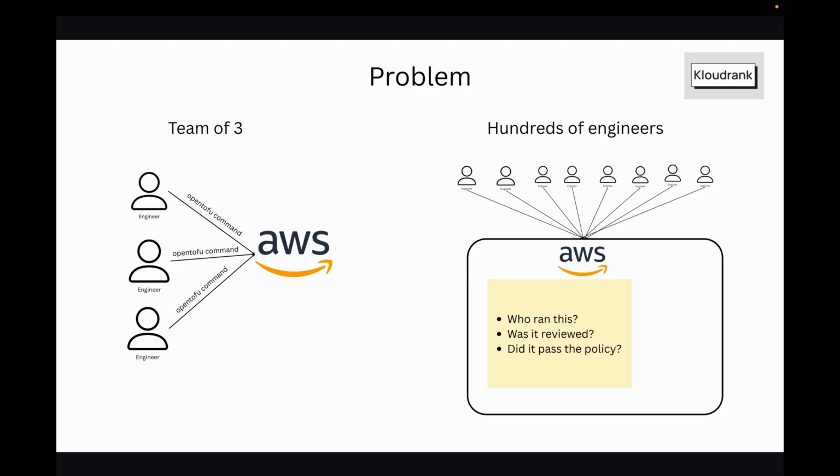So certain questions start to arise. Things like who ran what? There's no audit trail when someone applies from their laptop at 2 a.m., for example. Whose credentials were used? What about policy? There's nothing that prevents someone from creating an untagged resource or an unencrypted S3 bucket. What if there's state conflicts? 2 people run Terraform apply at the same time. So these are very common questions, very common problems that start to arise as time goes on and as the number of people in the organization starts to increase.